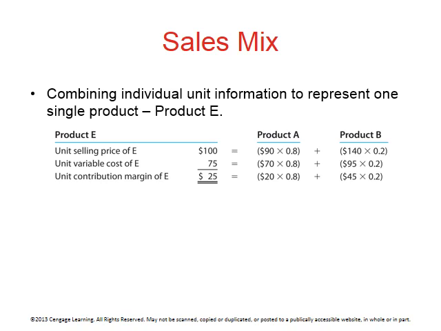So now what we want to do is combine product A and product B into a combined product. We'll call it product E. We're going to take the selling price of product A, which is $90, times 80%, which is its sales mix, plus the sales price of product B, which is $140, times 20%. Add the two together, and we'll get $100, the unit selling price of the combined product E. We do the same thing for variable cost and unit contribution margin.